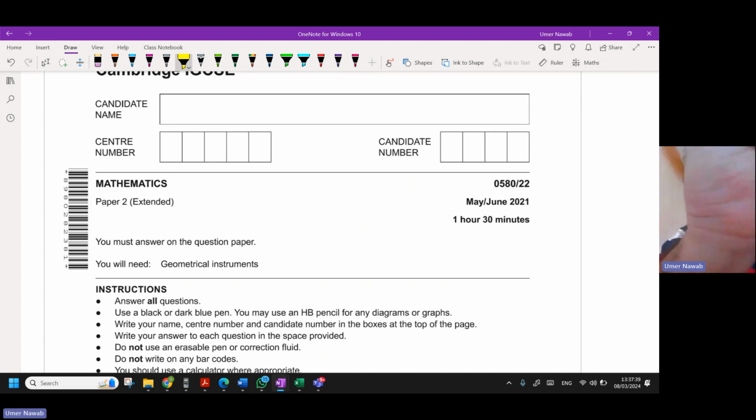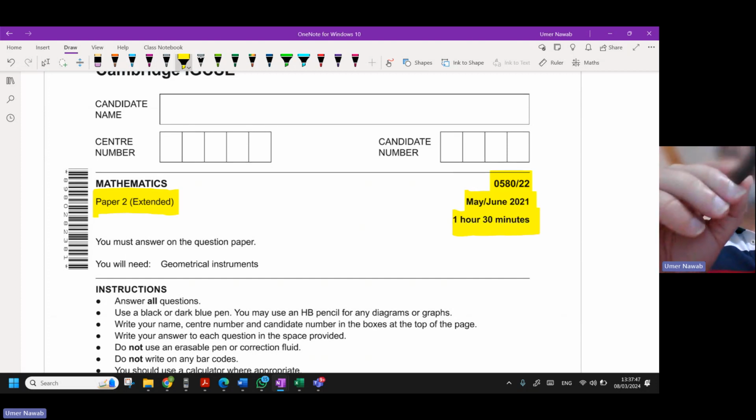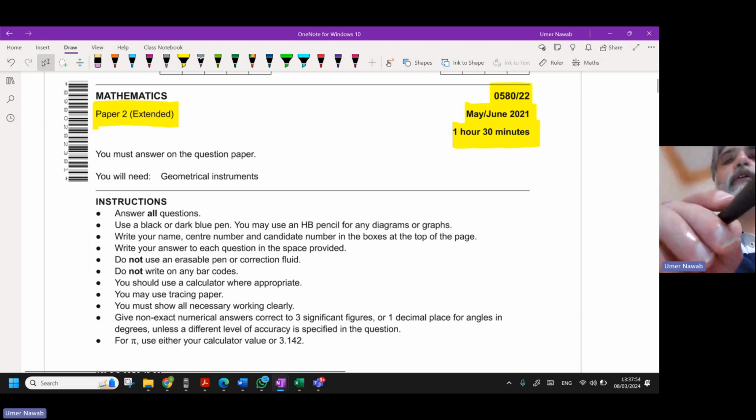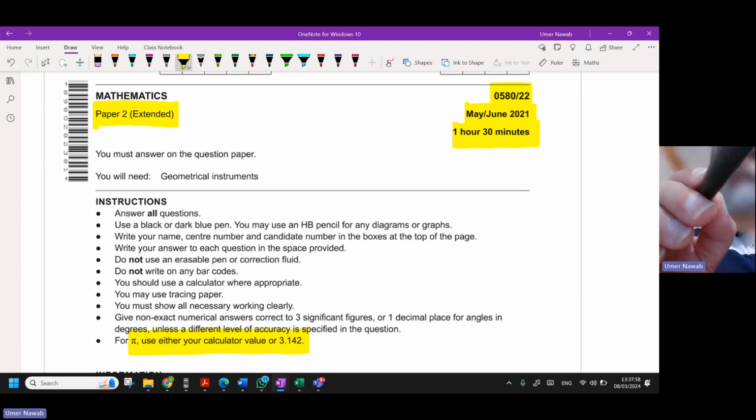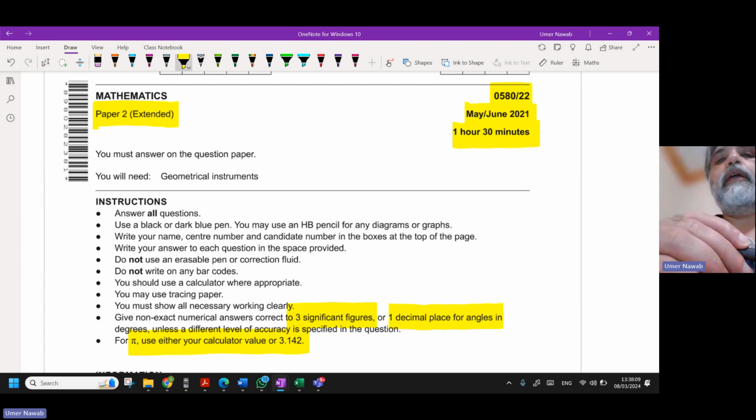As you know, this is paper two extended, 0580/22, May/June 2021. You have 1 hour 30 minutes. Before you start solving the questions, your calculator must be in front of you. For the value of pi, either use the exact value of pi or 3.142. Always write your answers in the answering space. If it is a measurement, give three significant figures, and if it is an angle, write it to one decimal place.